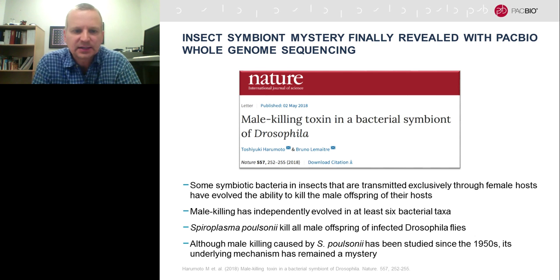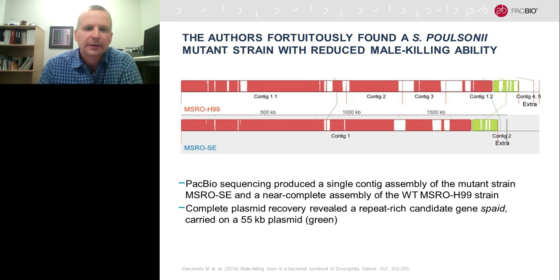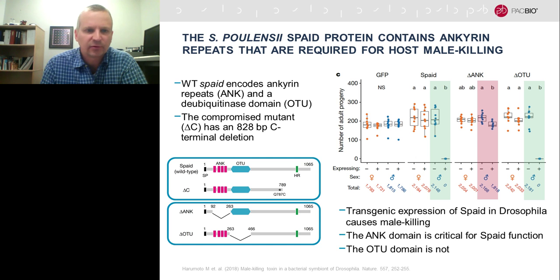And this has been studied since the 1950s, but until this paper, the underlying mechanism had remained a mystery. Through the use of SMRT sequencing and the use of 2 strains that they found, where one of the strains had reduced male-killing ability, the researchers were able to apply PacBio sequencing and compare the 2 strains to focus in on what might be the genomic region that is responsible for that capability. And so they recovered a plasmid that had a repeat-rich candidate gene that was then investigated further.